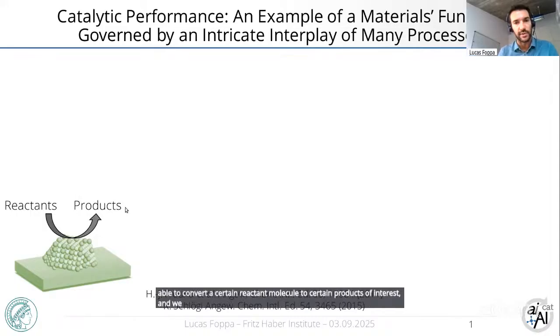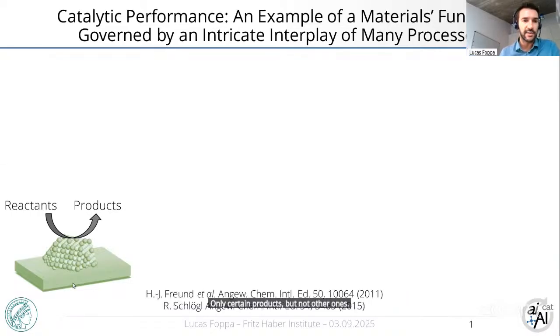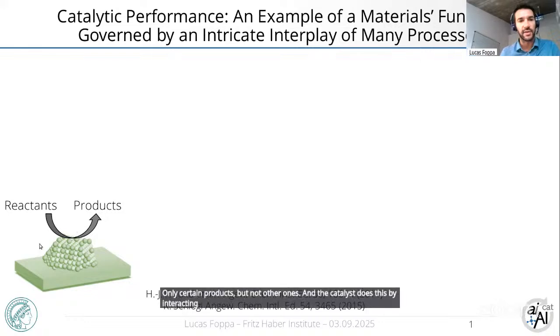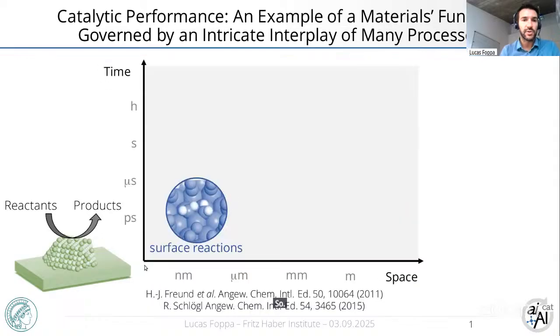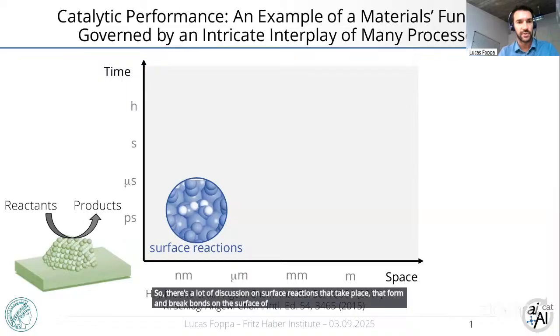And we want to do this efficiently and selectively. So we want to form only certain products, but not other ones. And the catalyst does this by interacting with these reactants, products, and intermediates via its surface. So there's a lot of discussion on surface reactions that take place that form and break bonds on the surface of these materials in order to form these products. So there are a lot of different proposals and methods to study these surface reactions.